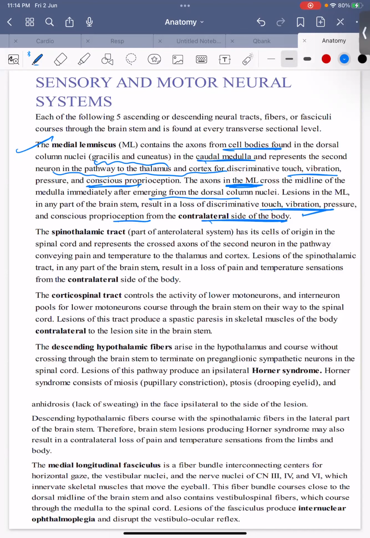Now, we have also at this level the spinothalamic tract. Now, we have the spinothalamic tract in the spinal cord, and they are the crossed axons of the second neuron in the pathway, and they convey the pain and temperature sensation to the thalamus and the cortex.